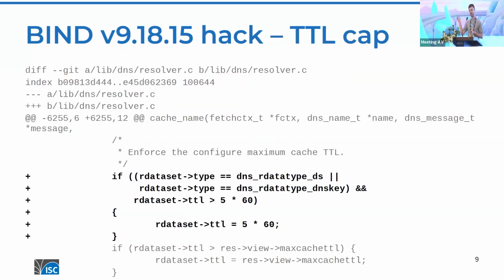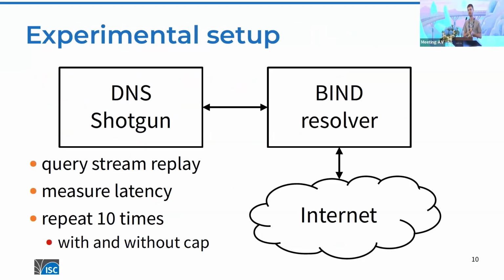Just for reference, in the slides, you can find a little patch for the BIND code base, so you can try it yourself. The experimental setup is very simple. On one machine, we have software called DNS Shotgun, which is acting as a DNS client and simulating the query load as it was in the real world. The second machine is BIND, talking to the real internet.